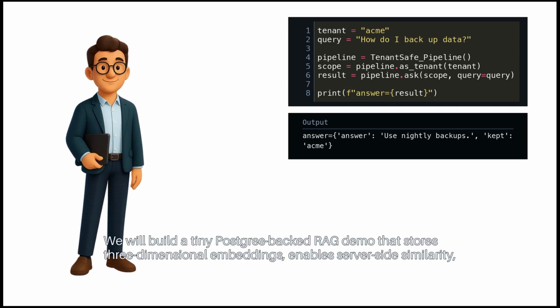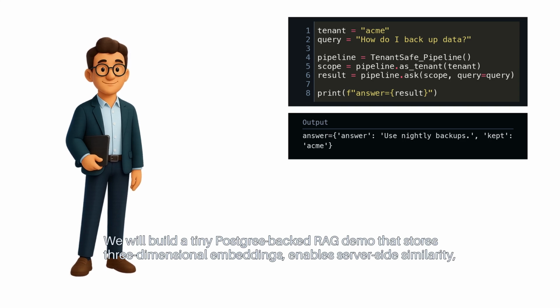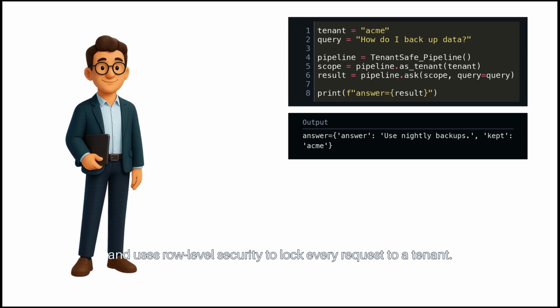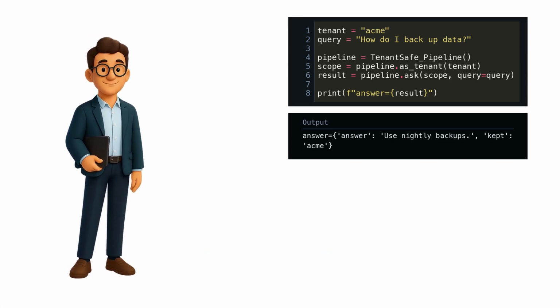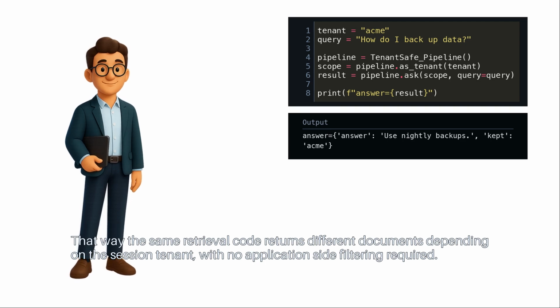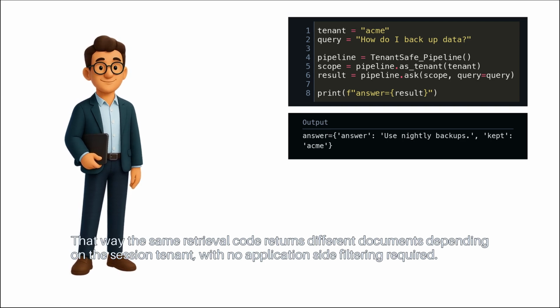We will build a tiny Postgres-backed RAG demo that stores three-dimensional embeddings, enables server-side similarity, and uses row-level security to lock every request to a tenant. That way, the same retrieval code returns different documents depending on the session tenant, with no application-side filtering required.